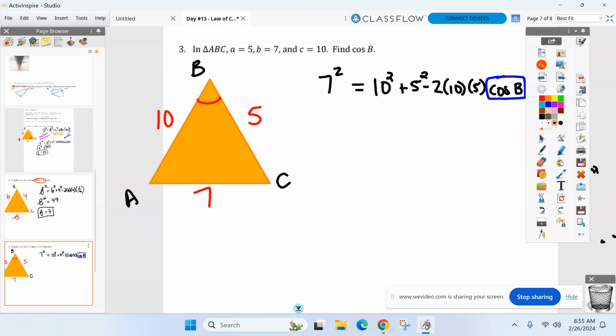All right, figure out each value now. Watch what happens. Figure out each value. 7 squared, 49, right? 10 squared, 100. 5 squared, 25, minus 2 times 10 times 5. What's that going to be, 100? Cosine B attached to it.